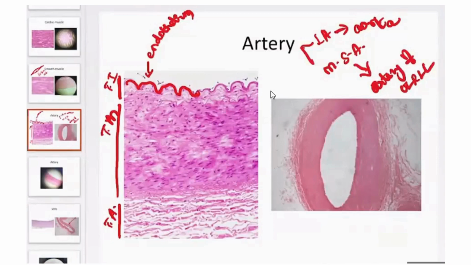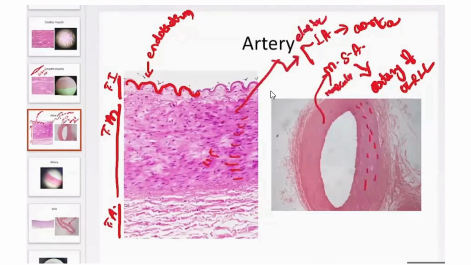Here you get a large amount of elastic fibers. The medium size artery has only smooth muscle fibers. First you should know how to identify an artery and vein. If the medial layer is thick, it is an artery. If the adventitial layer is thick, it is called a vein.